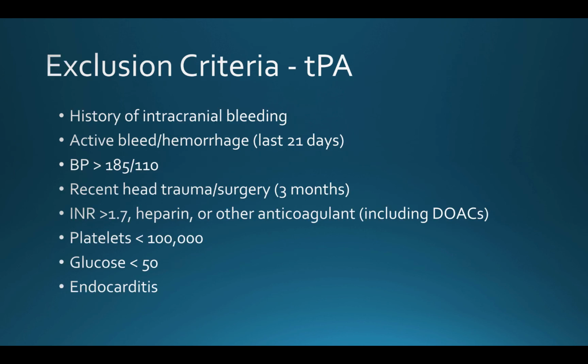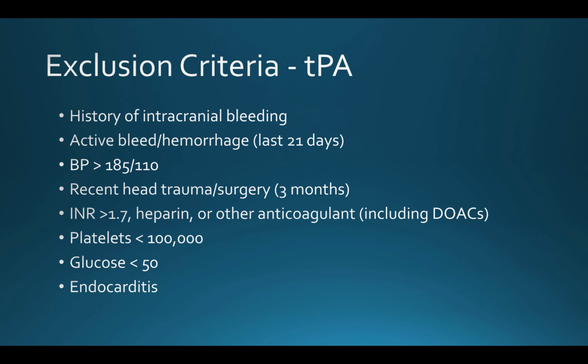Now, there are some exclusion criteria. If a patient has a history of intracranial bleeding, hemorrhagic stroke, things like that, that's certainly a risk with using TPA. If they have an active bleed going on, elevated blood pressure, recent surgery, head trauma, elevated INR, or other anticoagulants that they're on, these are all situations where that risk of bleeding is really significant, and we'd really like to try to avoid TPA.